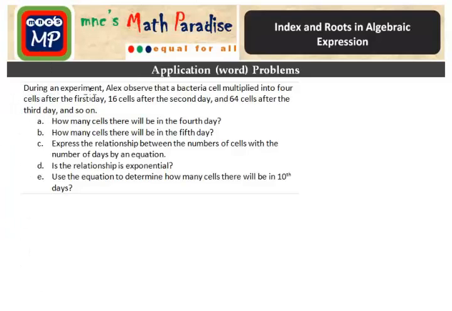During an experiment, Alex observes that a bacteria cell multiplied into 4 cells after the first day, 16 cells after the second day, and 64 cells after the third day, and so on. How many cells will there be on the 4th day?